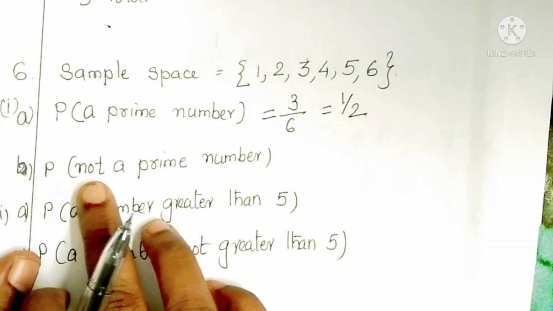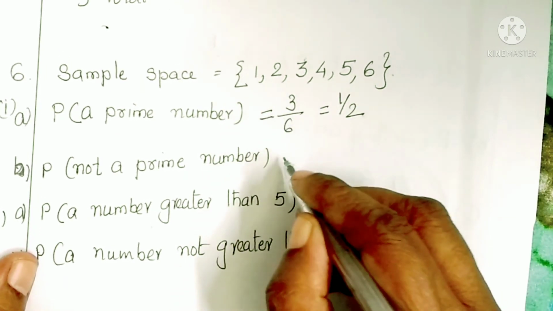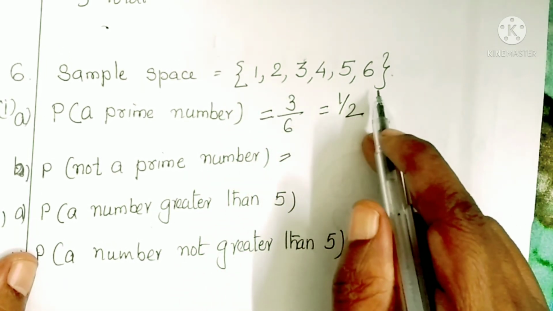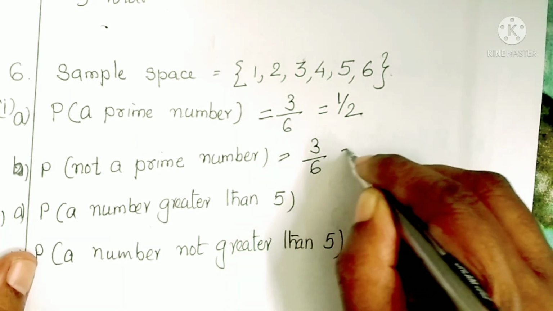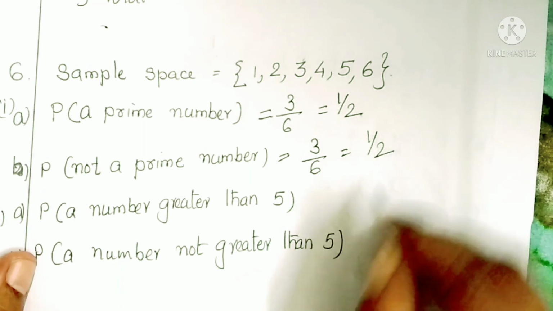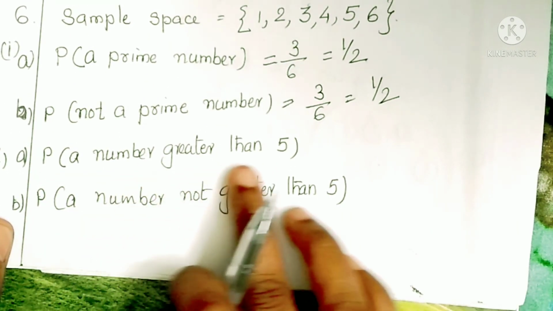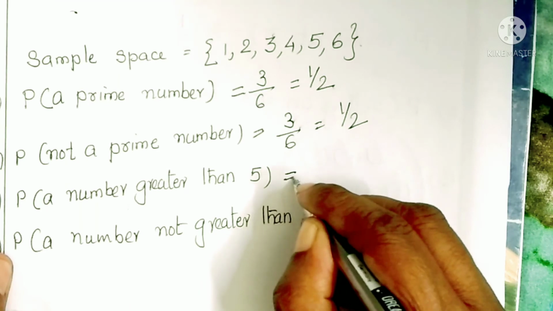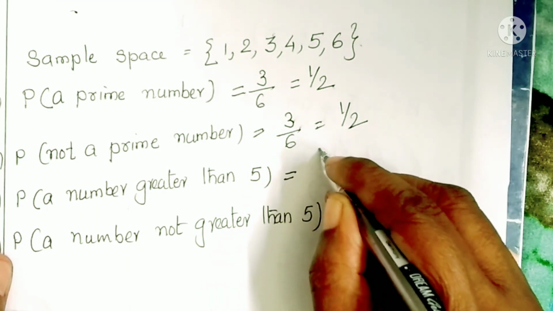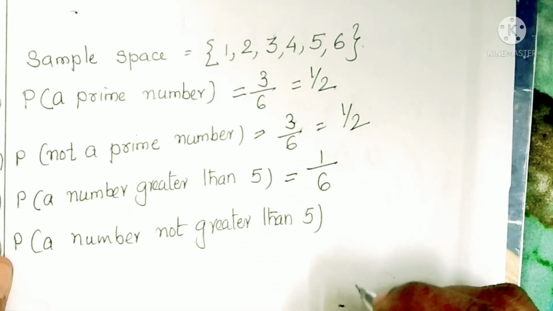Similarly, P of not a prime number. How many numbers are not prime? Total 6 numbers, 3 are prime. So naturally 3 are not prime. So that is also 3 upon 6, which is equal to 1 upon 2. P of a number greater than 5. Which number is greater than 5 here? It is only 6. So 1 number out of 6.